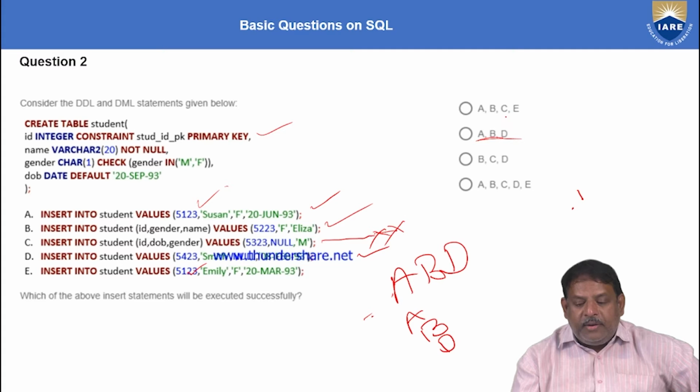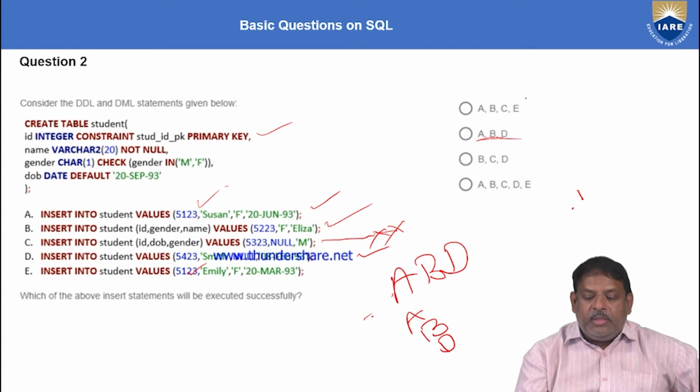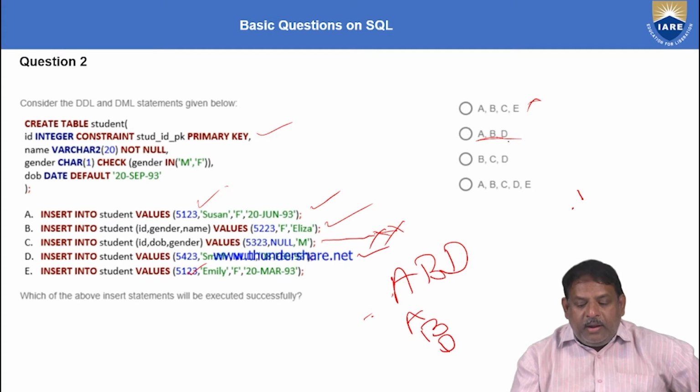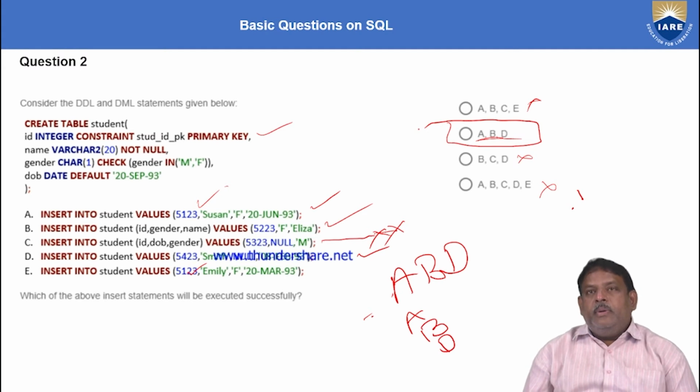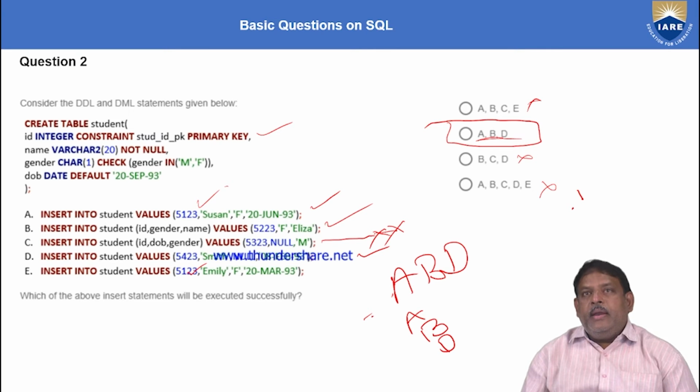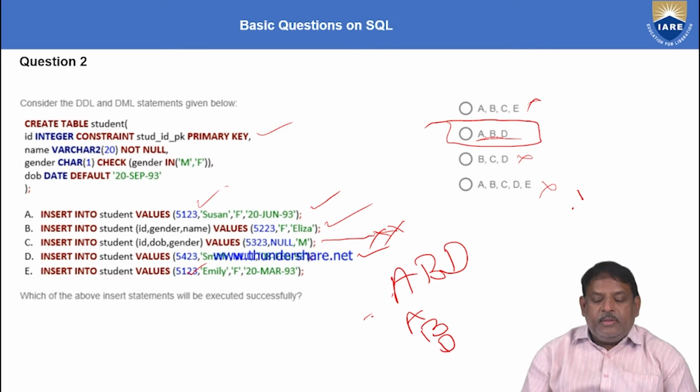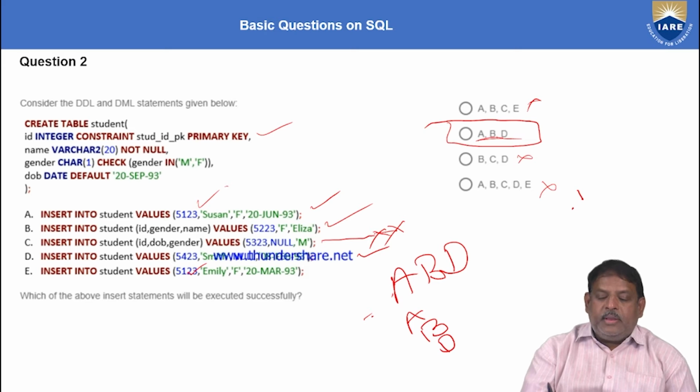C is not valid, so you don't need to consider this first option. Second, you've got A, B, D. Now we'll see B, C, D. We know that C is invalid, so B, C, D is not valid. So the only option left over is A, B, D. So the right answer would be A, B, D. That is option B. So option B is the right answer.